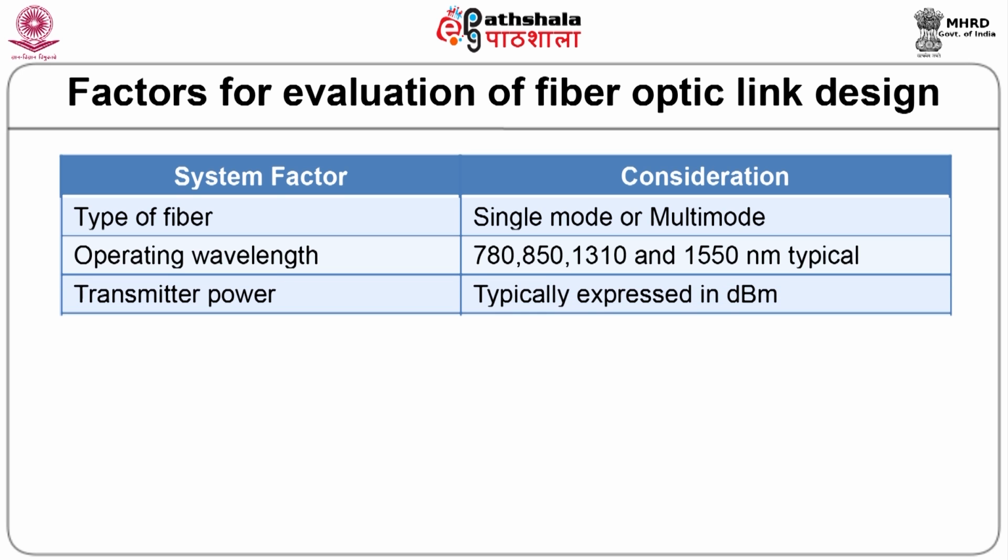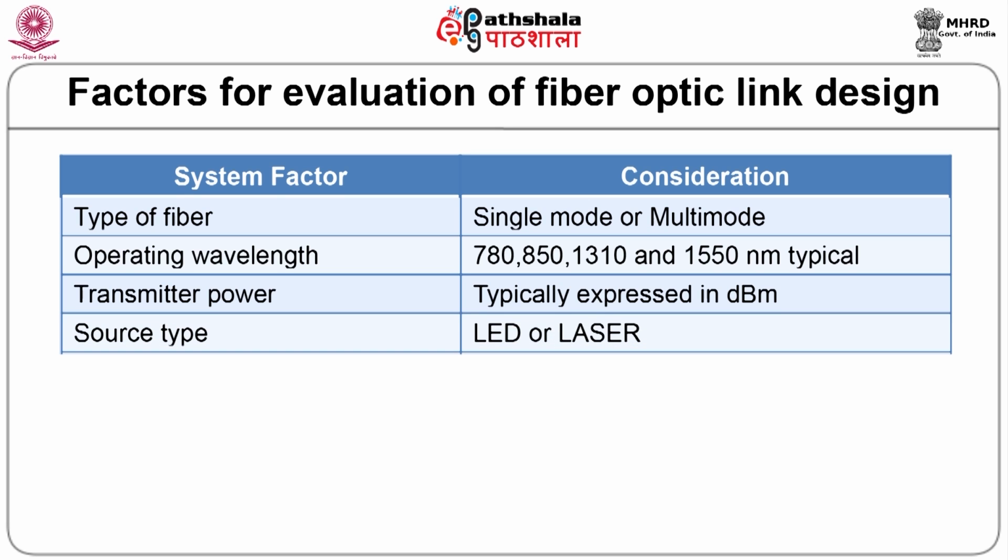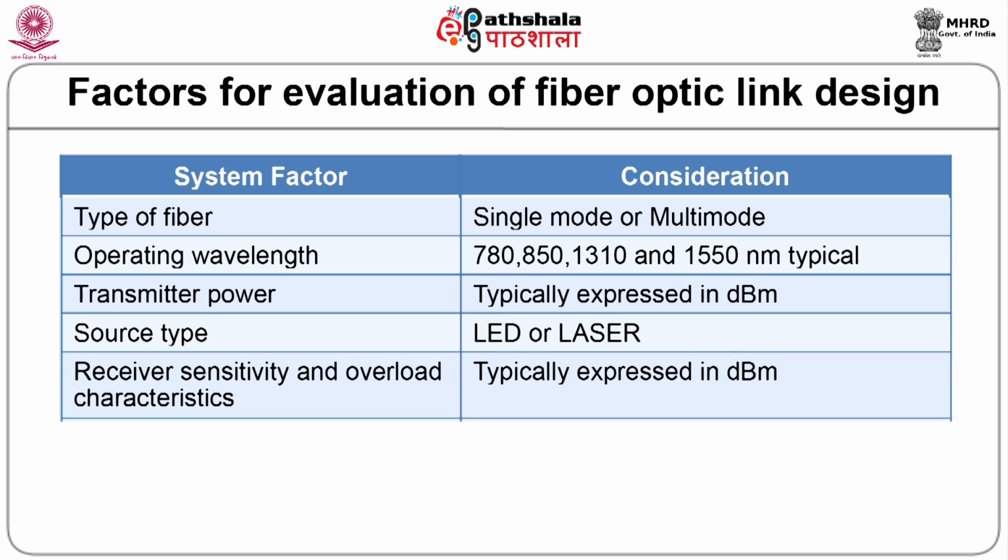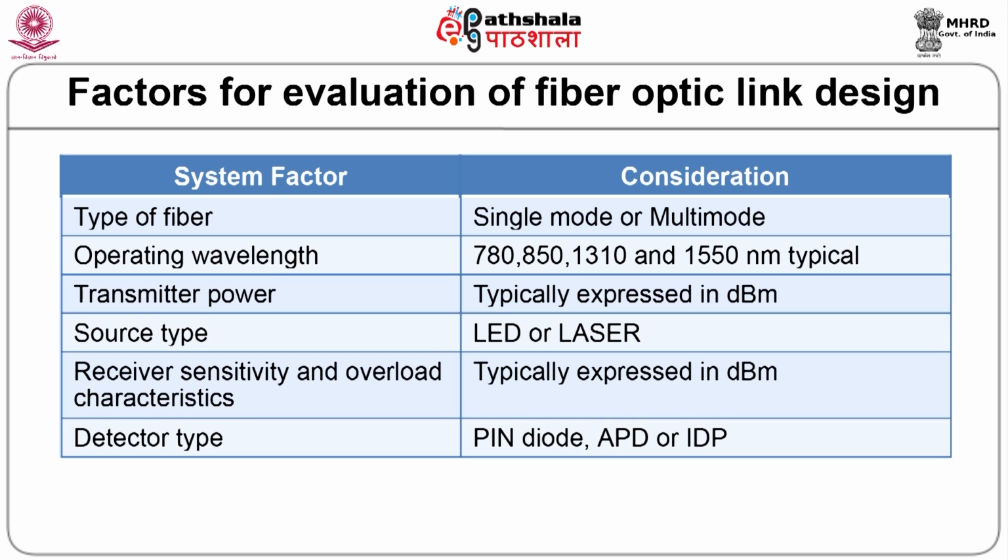Then the power of the transmitter, and this power is generally expressed in dBm, and source type. So whether we are using a light emitting diode, what is its wavelength, then laser diode, etc. What is the sensitivity of the receiver and overload characteristics which are associated with them, and they are generally expressed in dBm. Type of the detector, similar to source type, that is LED or laser, accordingly we have to choose whether it is a PIN diode or avalanche photodiode or IDP.